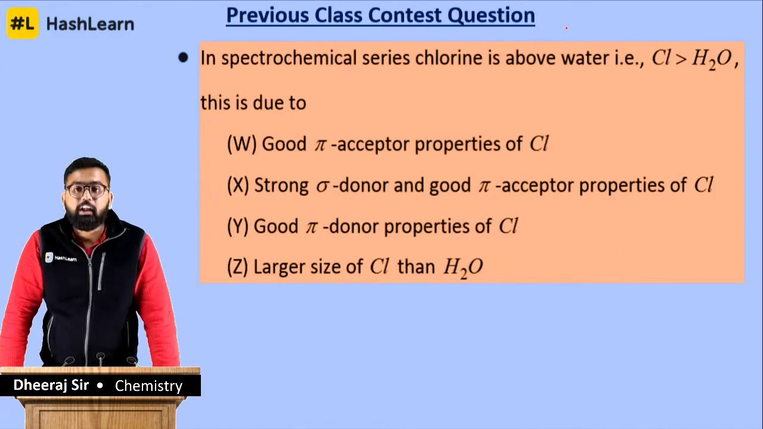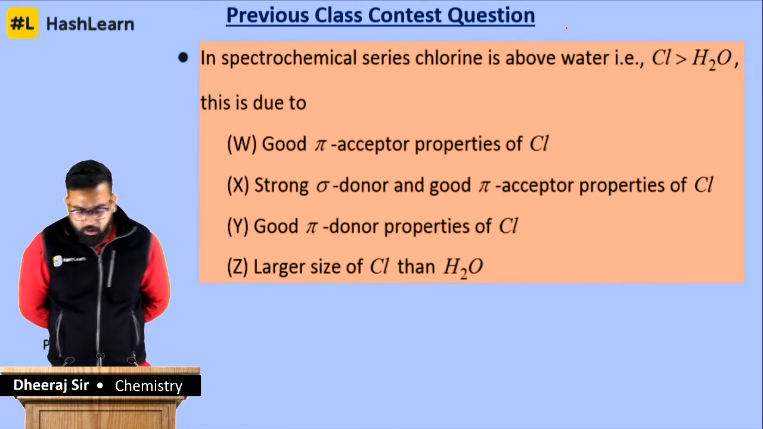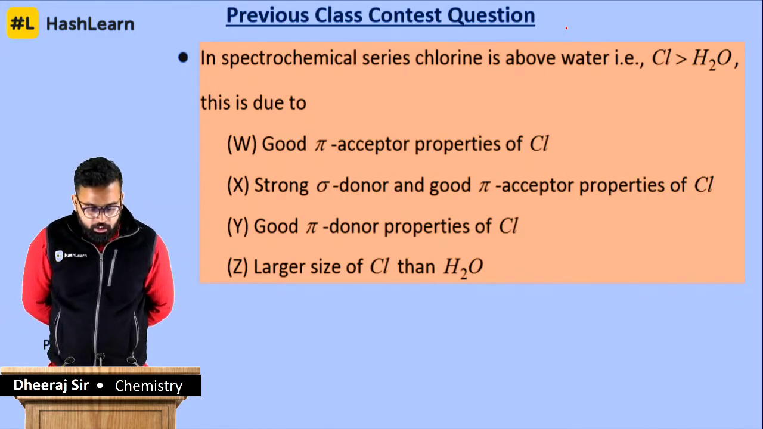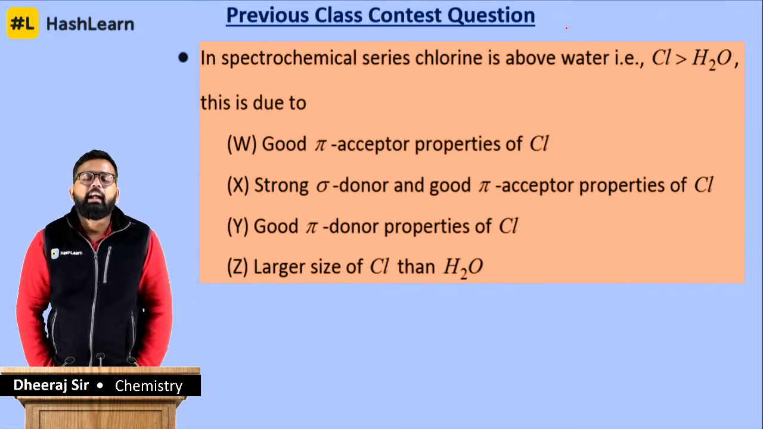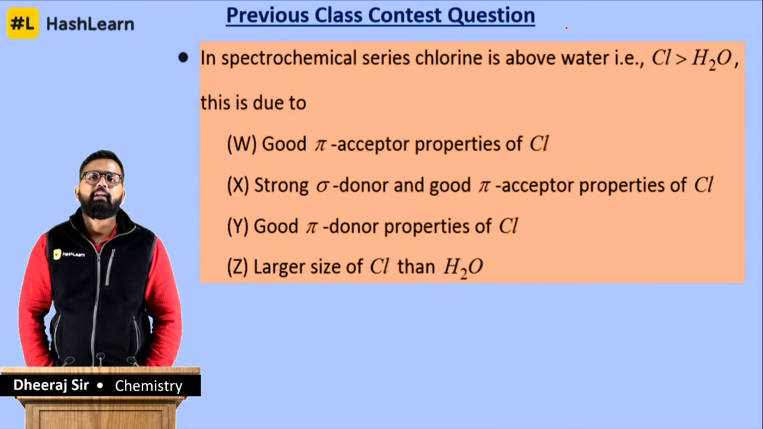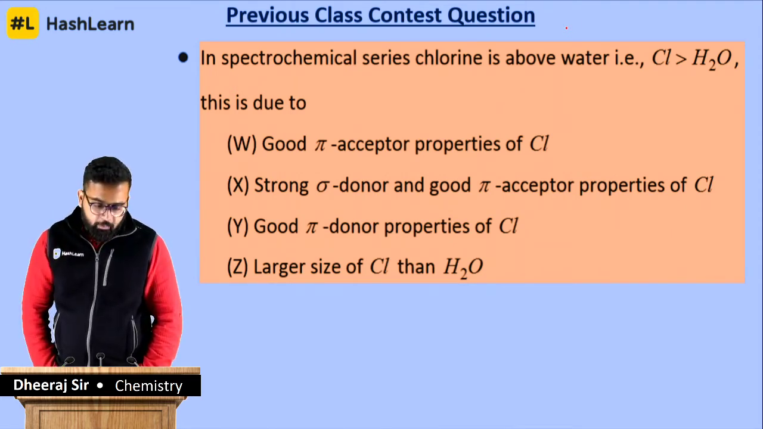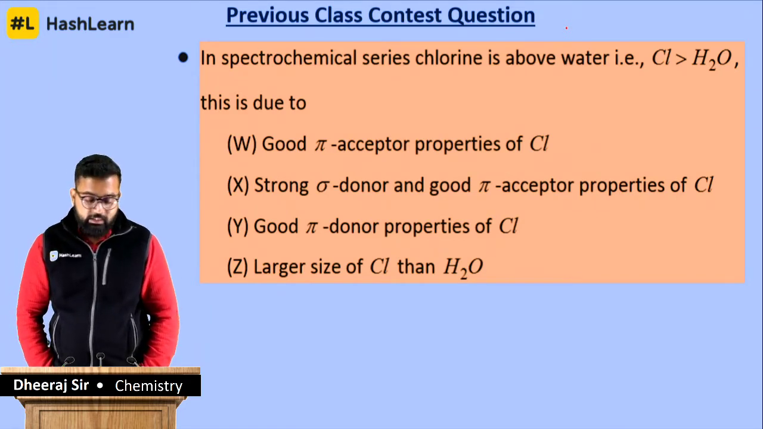The previous class's contest question, guys, I picked it up from the previous class. In the spectrochemical series, chlorine is above water. This is due to, so the spectrochemical series is the arrangement of ligands in the increasing order of their capacity to split the d orbitals. So that's the spectrochemical series with respect to crystal field splitting.